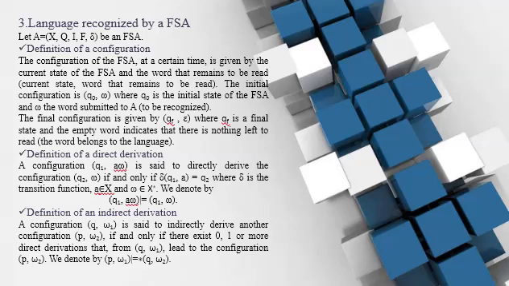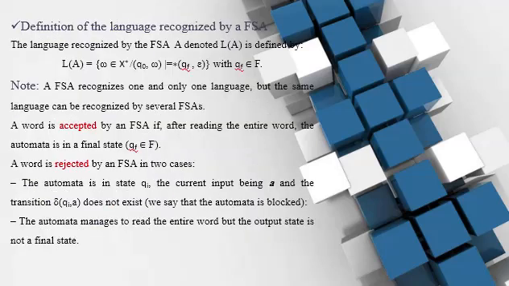And finally, the definition of an indirect derivation. A configuration (Q, W1) is said to indirectly derive another configuration (P, W2) if and only if there exist 0, 1 or more direct derivations that, from (Q, W1), lead to the configuration (P, W2). We denote it by (Q, W1) ⊢* (P, W2).